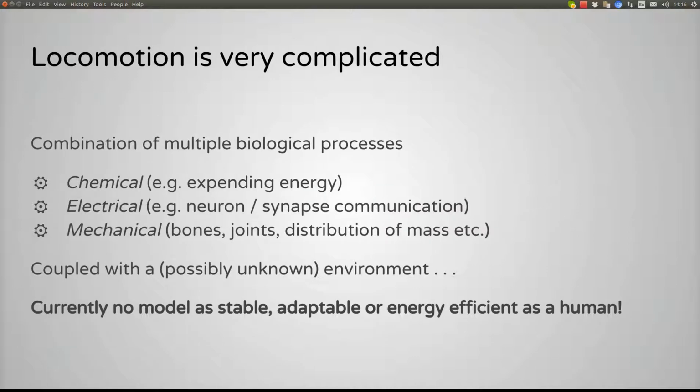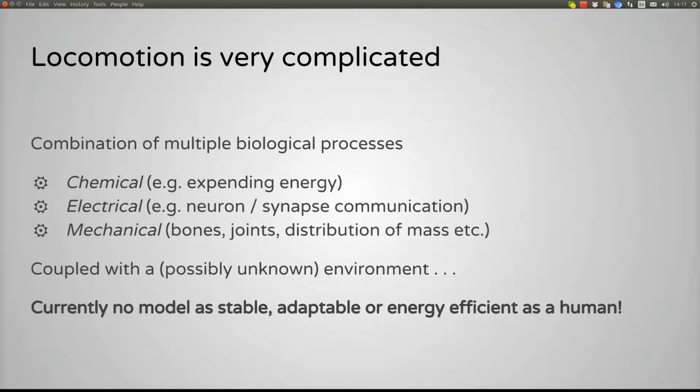So locomotion is particularly difficult to understand. The main reason is that it's based on a number of different biological processes, which range from the chemical to the electrical. And of course at the same time you have the mechanical system, which is extremely complicated and different in every person, which is your joints, bones, and the distribution of mass. Now, the other issue of trying to model this phenomenon is that you don't really know much about your environment potentially.